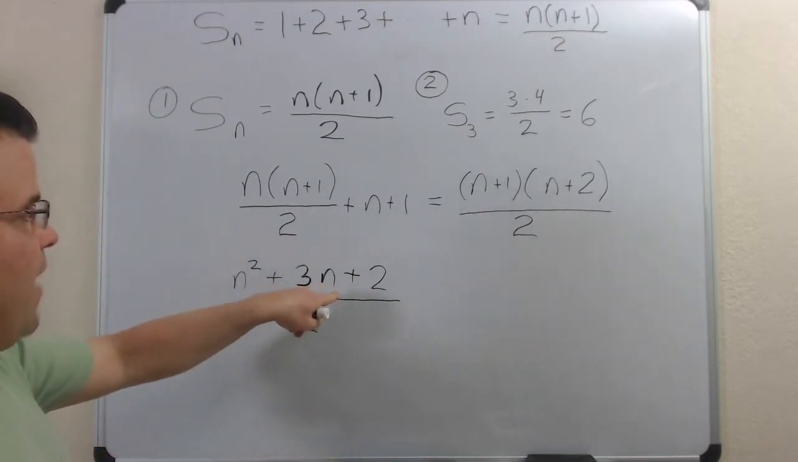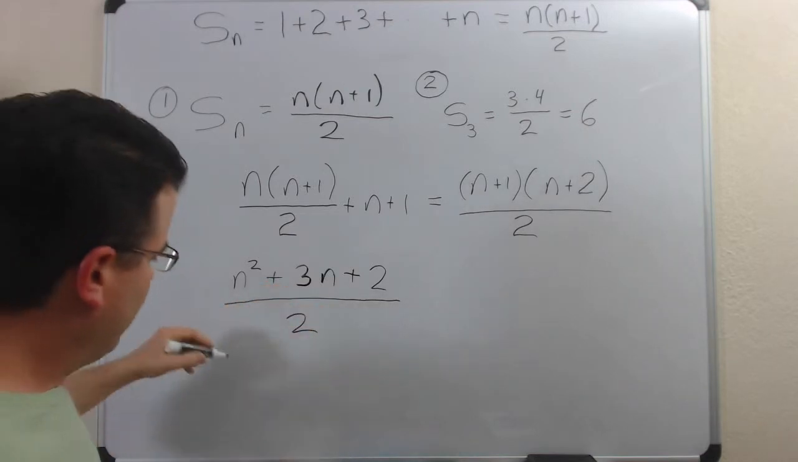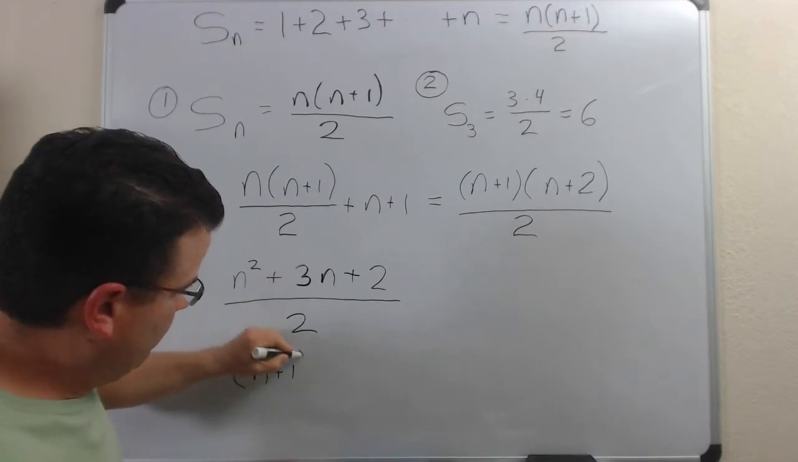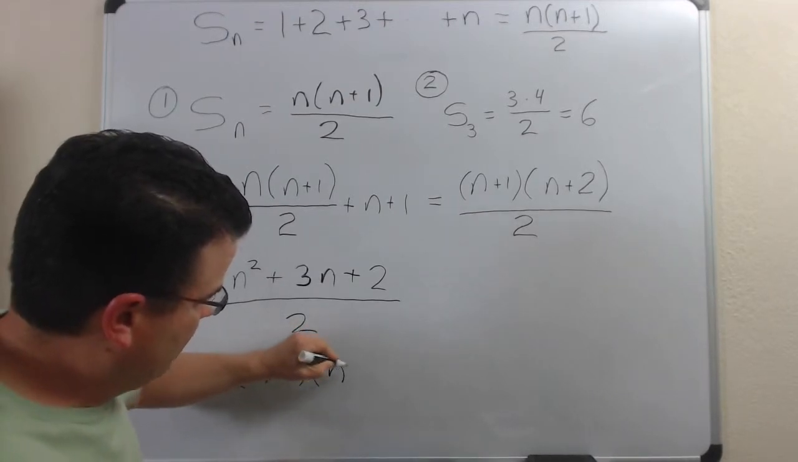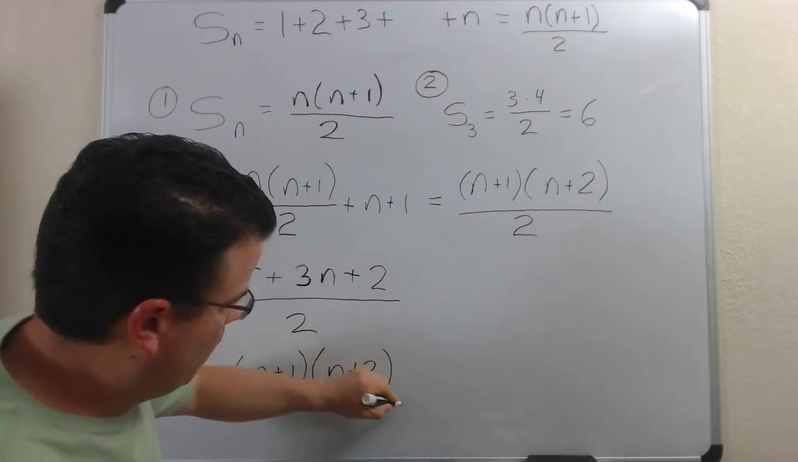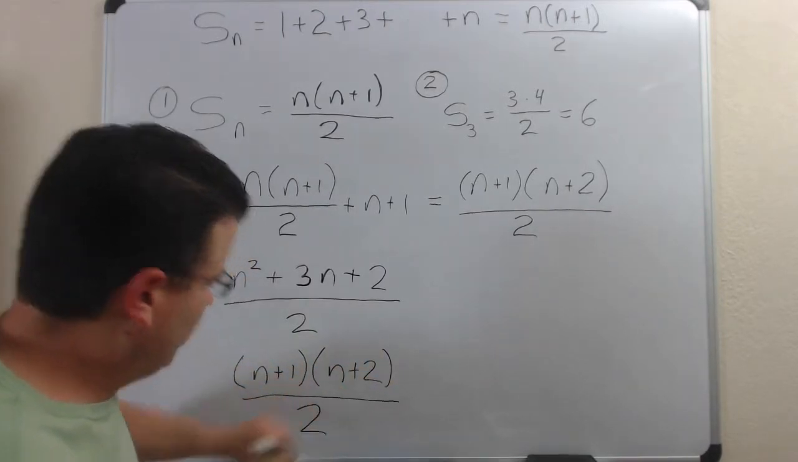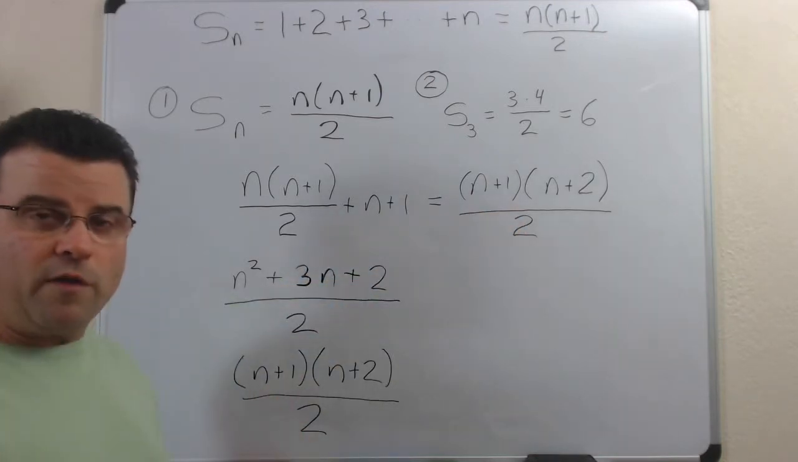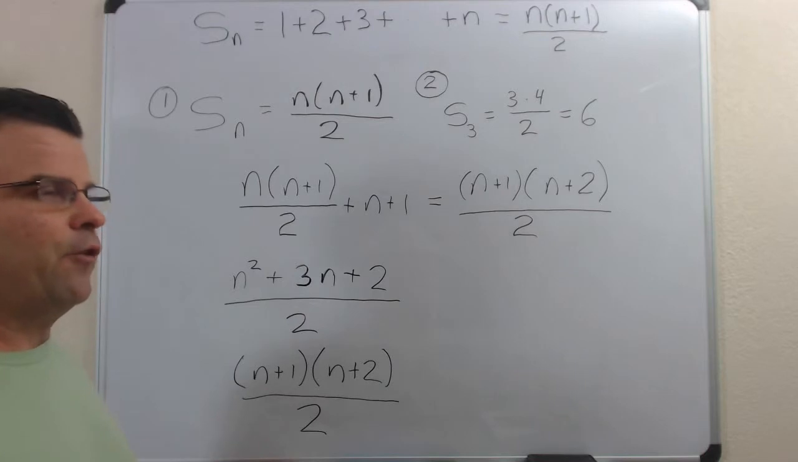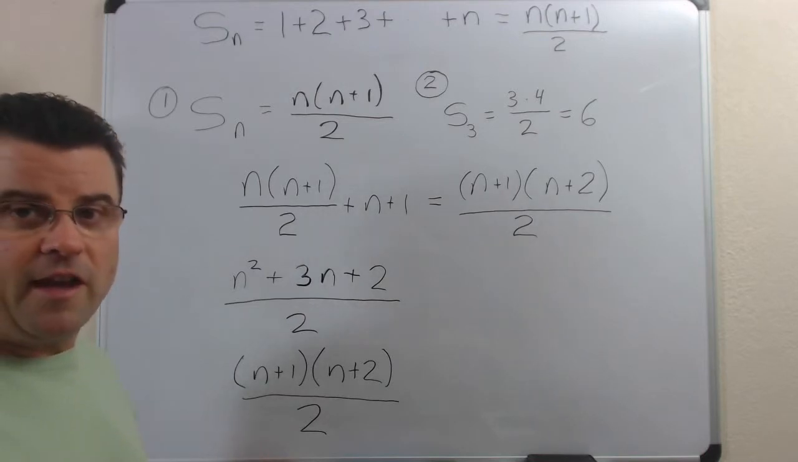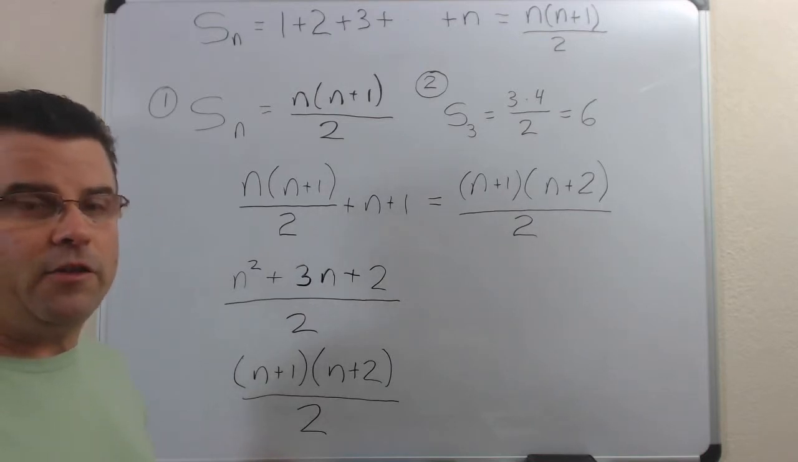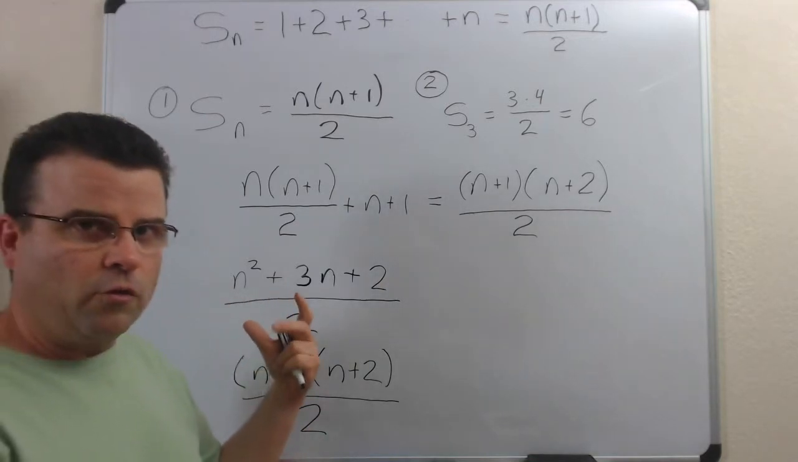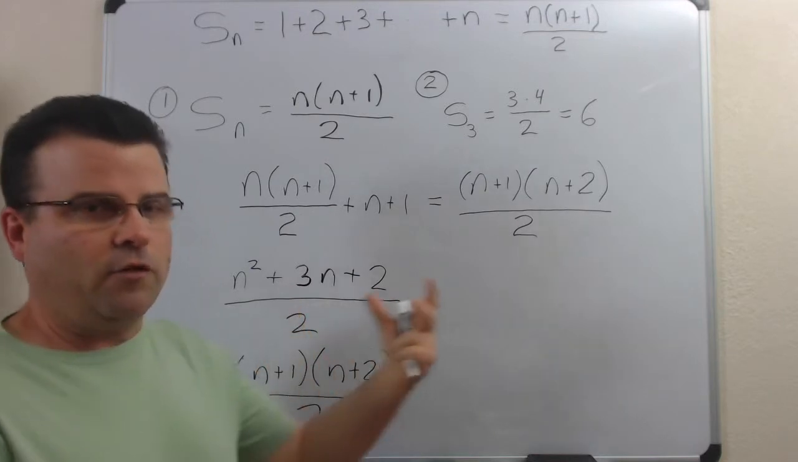Then all we need to do now is factor the numerator. And the numerator factors into n plus 1 times n plus 2 over 2. And now the left-hand side and the right-hand side agree. So we're done. We've proven that the sum of the first n integers is n times n plus 1 divided by 2. And we did that by induction. You can see that if it's true for some number n, then it's true for n plus 1.